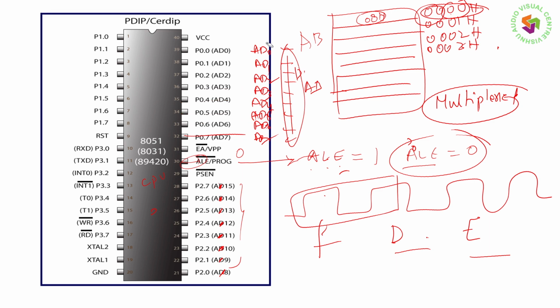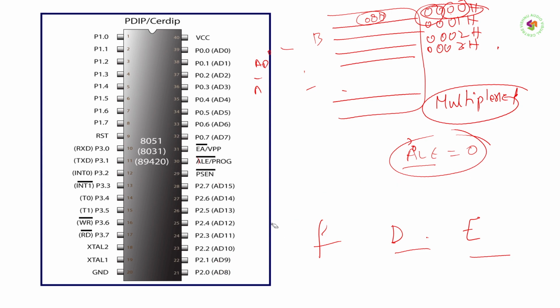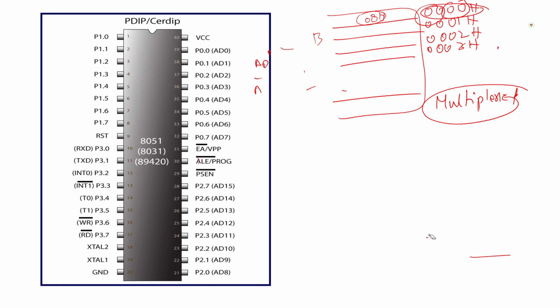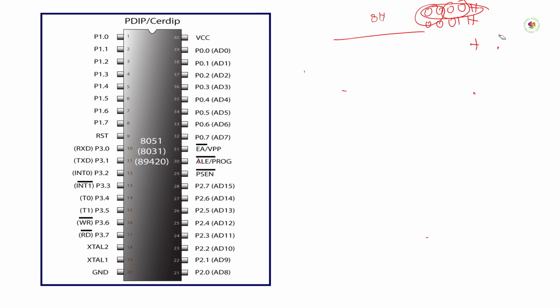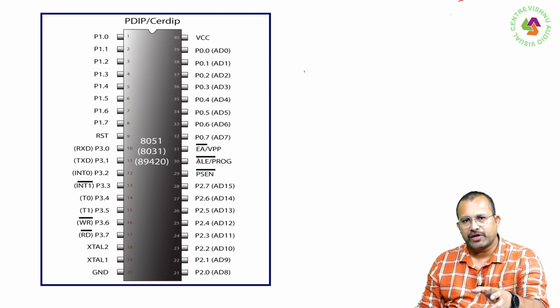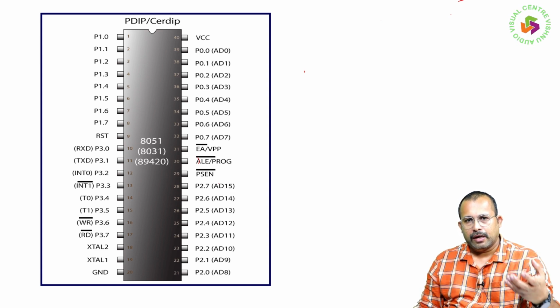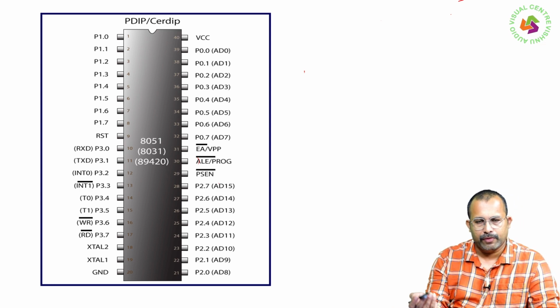So ALE divides or latches out data from address. If ALE is 1, the bus is behaving as address bus. If ALE is 0, the bus will have data and it will be acting as data bus. So we have completed the concept of ports and their main functionality. It is to establish communication with the outside world devices, whether it is memory or IO devices.